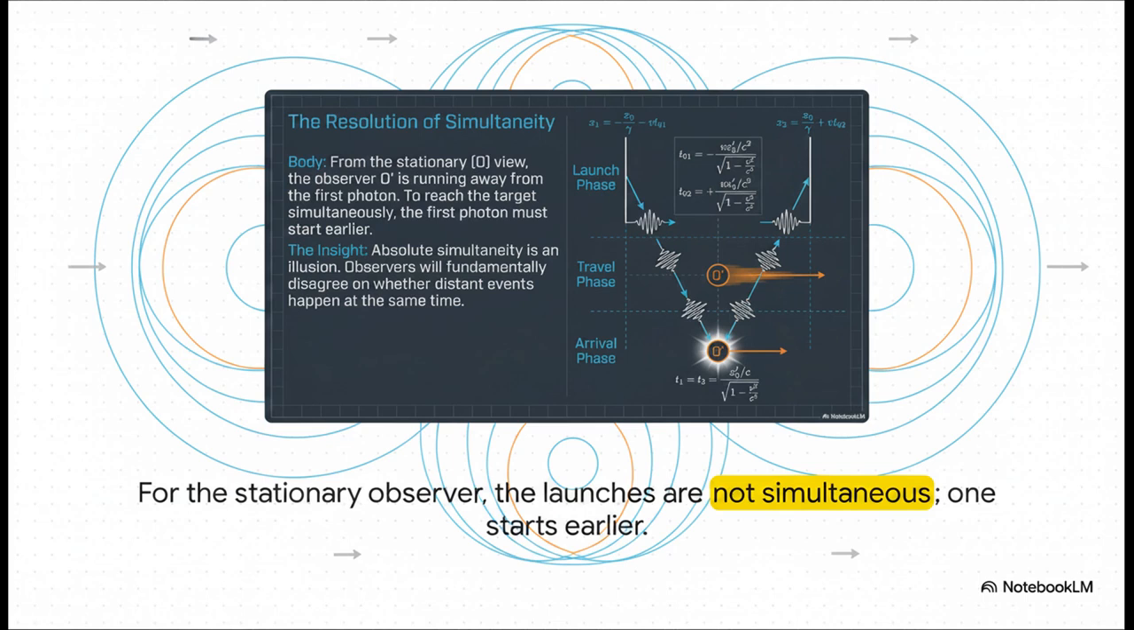But now, let's jump outside and see what the stationary observer sees. From their perspective, the orange target is moving. It's flying away from where the first photon was launched and towards where the second one was launched. Now remember, the speed of light is constant, so that first photon has to travel a longer distance to catch up to the moving target. The second photon has a shorter trip, so for them to both arrive at the same time, there's only one possibility. The photon with the longer journey had to have started earlier. The two events that were perfectly simultaneous for O prime are absolutely not simultaneous for O.